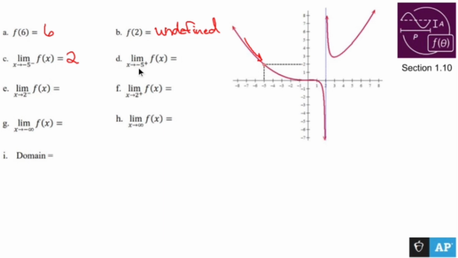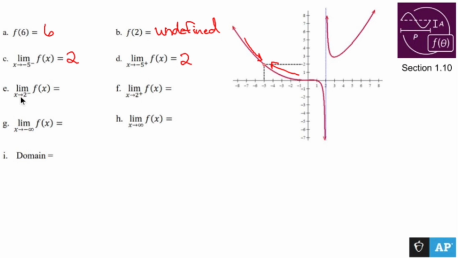This is very similar. We're approaching negative 5 from the right side now. So when we do that, approaching negative 5 from the right, we're hitting the same exact value because it's a hole. So the limit as x approaches negative 5 from the right is also 2.